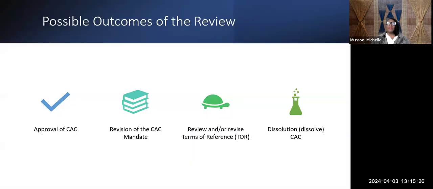So I've been hearing a lot of questions around, Michelle, so what are the possible outcomes of this review? And is it that the intent of the review is to dissolve CACs? I want to say absolutely not. This is not the intent of the review.